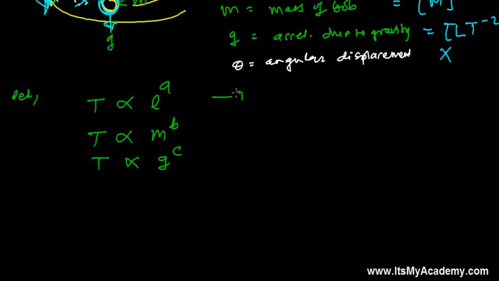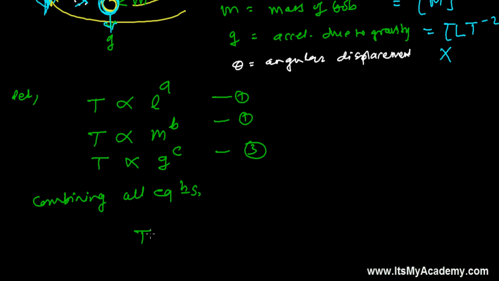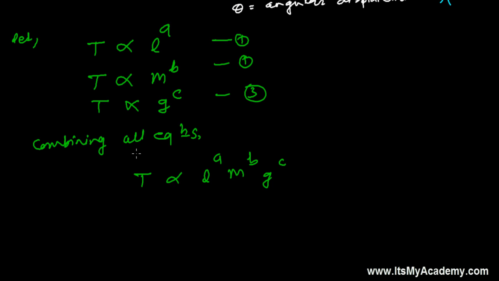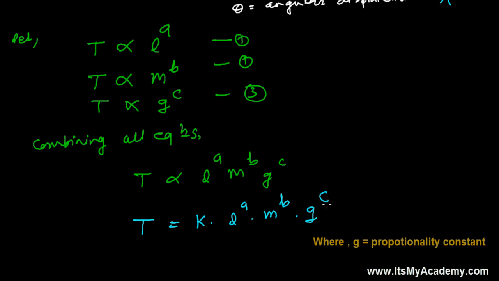I'm going to call these equation 1, equation 2, equation 3. Combining all the equations, I get t is proportional to L to the power a, m to the power b, and g to the power c. To remove the proportionality, as we usually do, we need to put a constant. So t equals a constant k times L to the power a times m to the power b times g to the power c. We're going to follow the same process for every type of relationship derivation. Whenever you derive anything in future from your textbook or from assignments given by your teacher, you're going to follow the same process. So please see how I'm doing it, and next time you have to do it yourself.